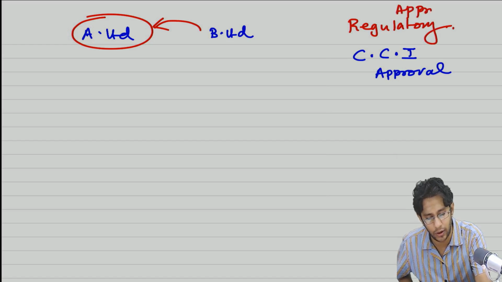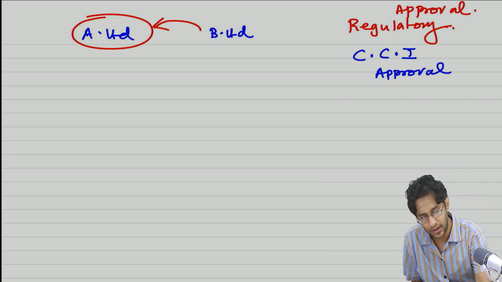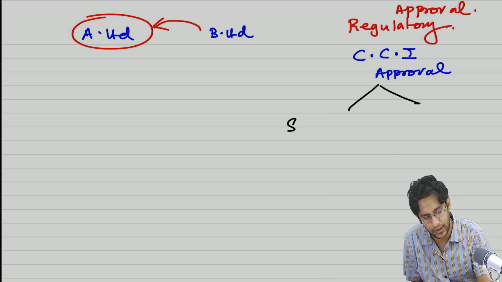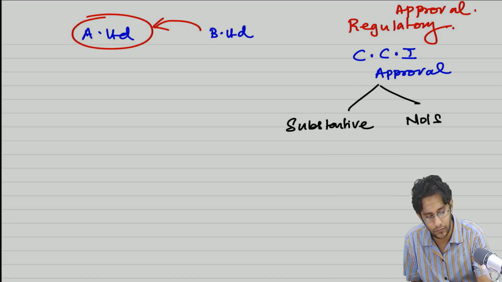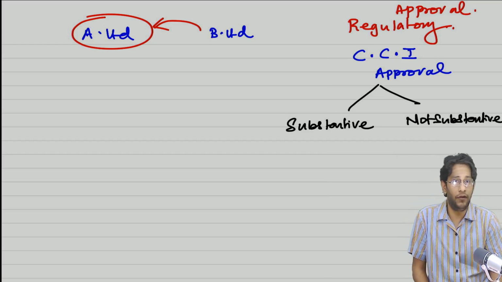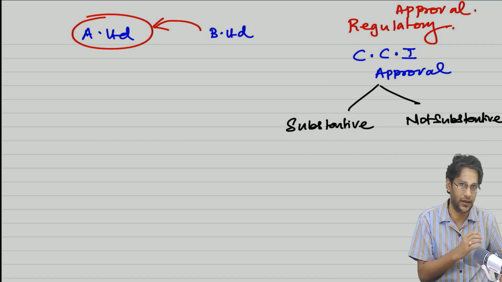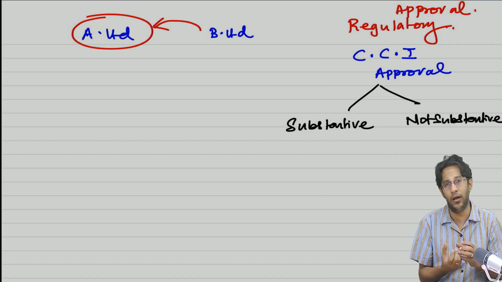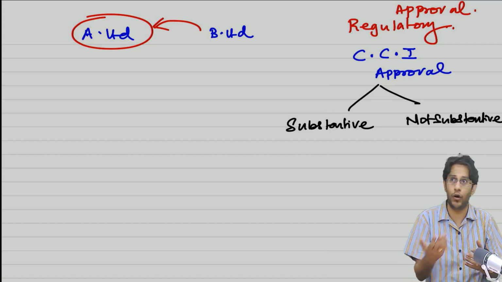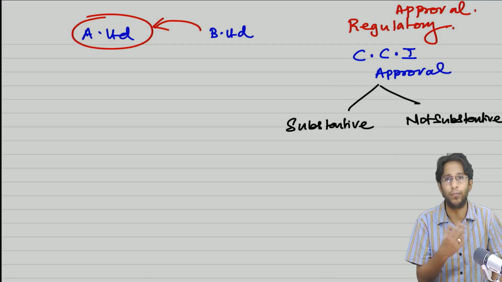If any statutory or regulatory authority approval is there, then what you have to check is whether it is substantive or not substantive. Sir, what is substantive, not substantive here? Substantive means it is critical, and whether you will get it or not, there is an element of uncertainty. It is highly impactful. We do not know whether approval will come or not. Not substantive means it is a procedural requirement.